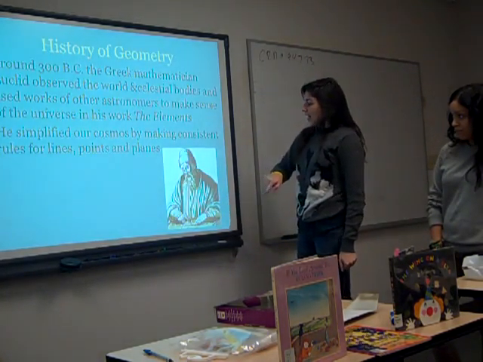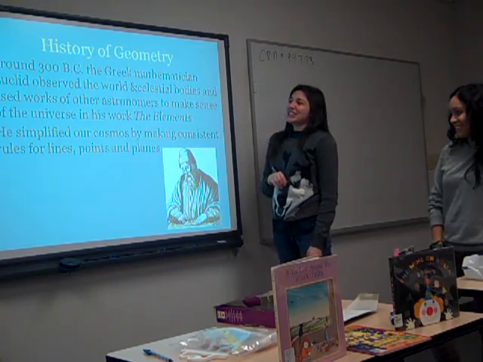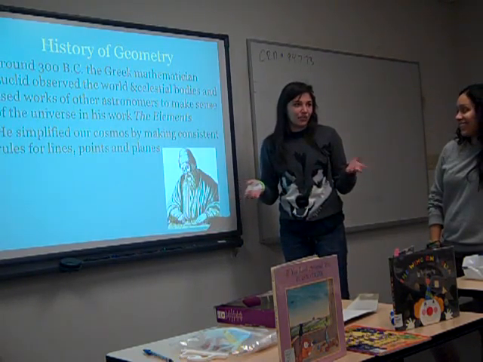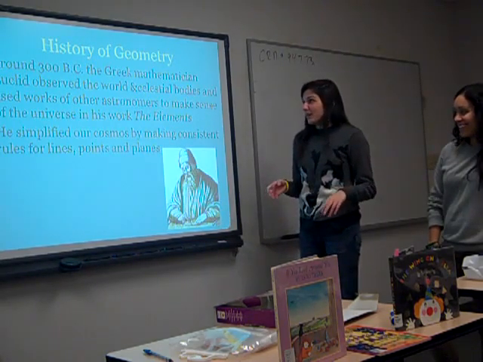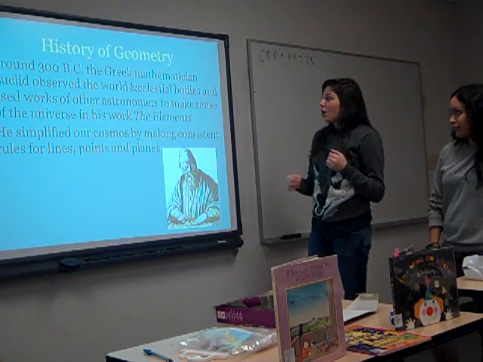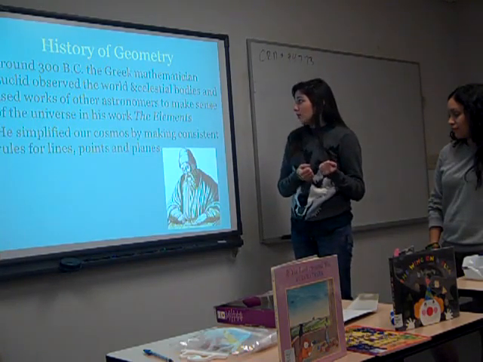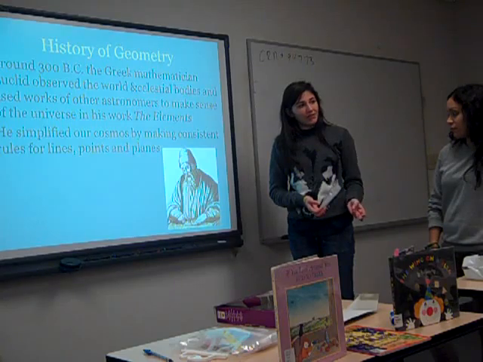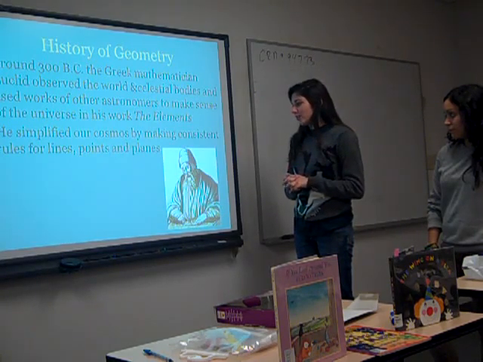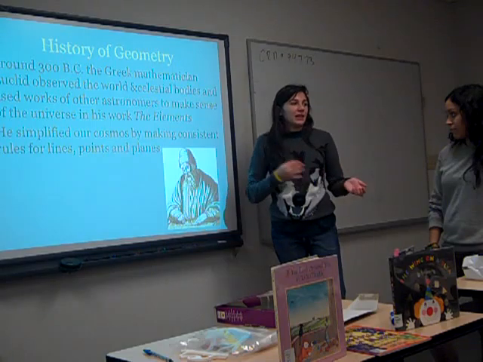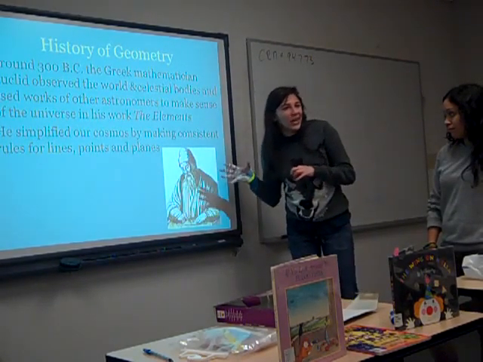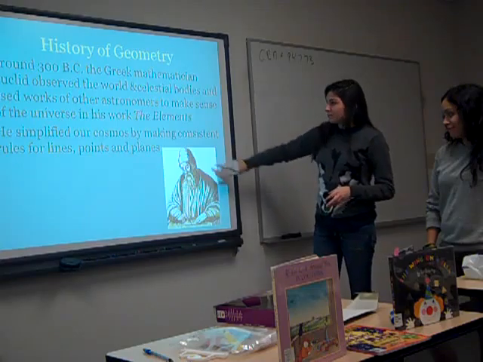area. And we can't forget about Euclid. So around 300 BC, the Greeks obviously always get into history somehow. And so they, of course, came in majorly later. And Euclid observed the world and the celestial bodies around him and used works of other astronomers to make sense of the universe in his really famous work called The Elements. He simplified our cosmos by making consistent rules for lines, points, and planes, which is later kind of debated, and proofs are made which is kind of against that, which is non-Euclidean geometry. But because this is second grade, we kind of like to think about these basics. All right.